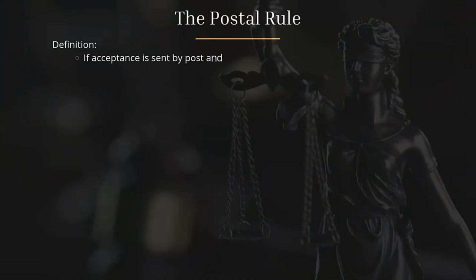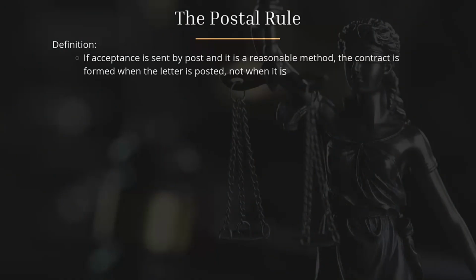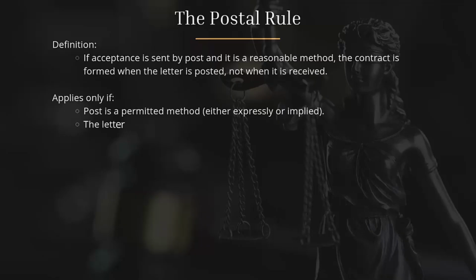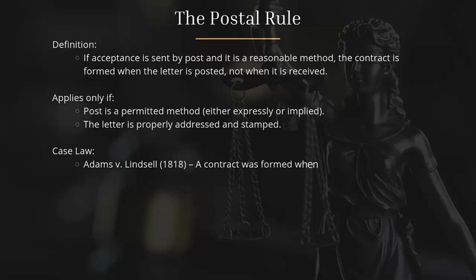The postal rule definition. If acceptance is sent by post and it is a reasonable method, the contract is formed when the letter is posted, not when it is received. Applies only if post is a permitted method. The letter is properly addressed and stamped.